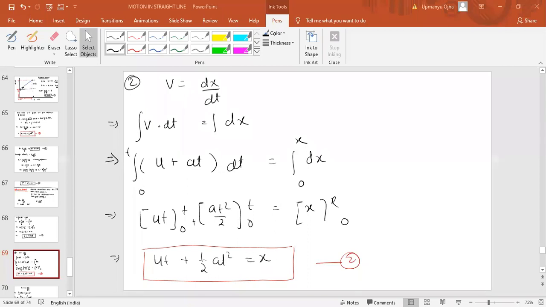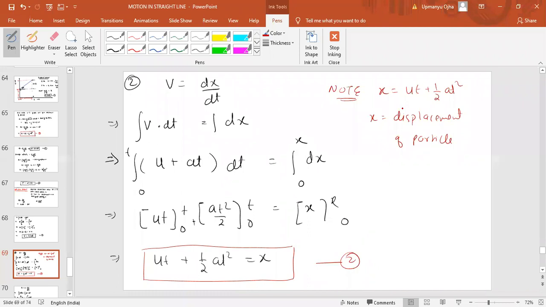Now you have to make a note here. Very important note: in the equation x equal to ut plus half at square, x is the displacement of the particle. That is a very important point. It is not the distance covered. It is the displacement of the particle. Okay, fine. This concept we will use in motion under gravity. That is why I'm telling you x is the displacement, not the distance covered by the body.